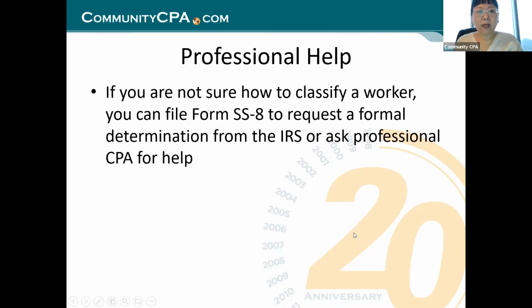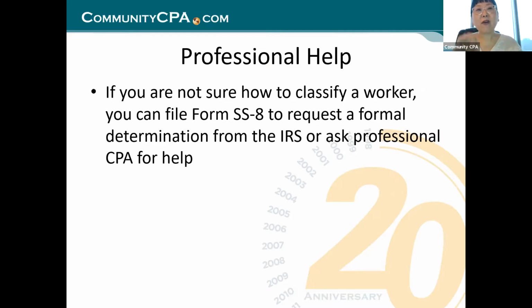All right, now if you're not sure how to classify a worker, you can file Form SS-8 to request a formal determination from the IRS. Isn't that cool? I'm giving you that form, and people don't know about that. We have people who are very inquisitive, and they called a couple dozen CPA firms, and I got two dozen different answers. I'm exaggerating, but you know what I mean. And you just don't know who to believe. In that case, go file a Form SS-8 and go ask the IRS.